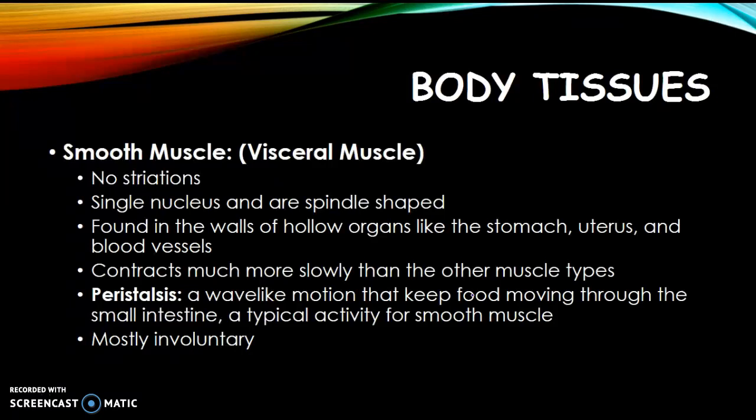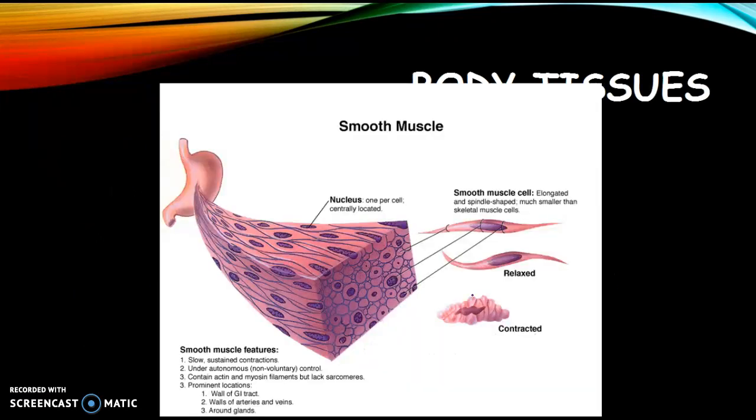Now, a really important term to understand is called peristalsis. Peristalsis is this wave-like motion that's constantly going to help smooth muscle contract. So this is going to move food through your intestines. This is going to help push urine out of your urinary bladder. And this muscle is mostly involuntary, meaning that you don't have a lot of control over it. So here's smooth muscle. It's more cylinder in shape, so you can see the shape of the muscle cell is a little bit different. And there are no striations. That's the big thing.